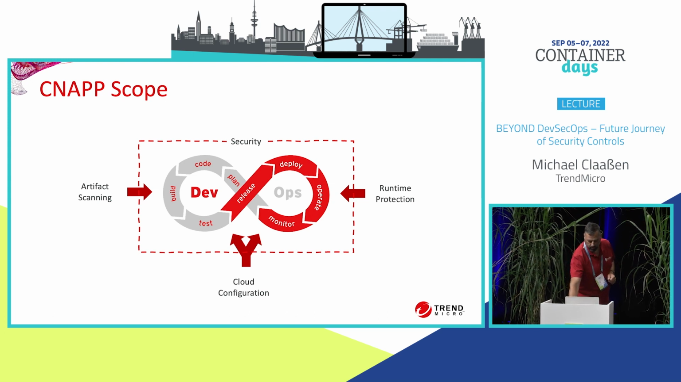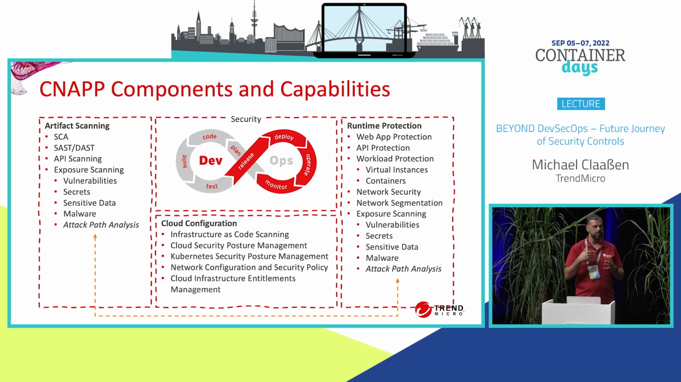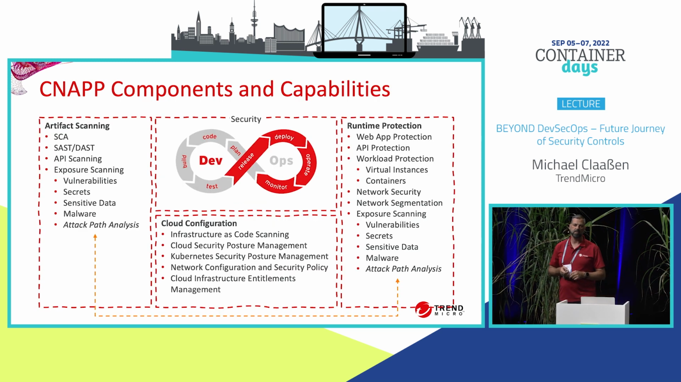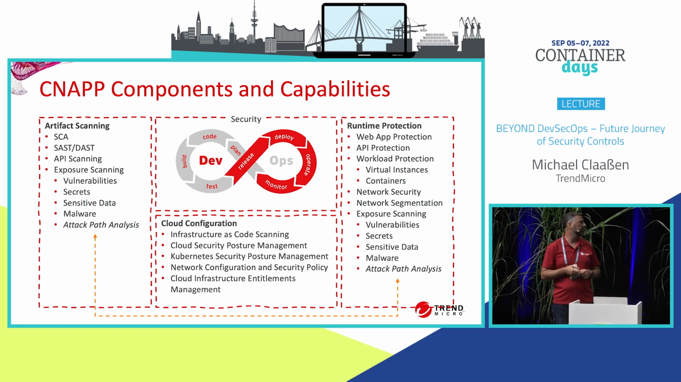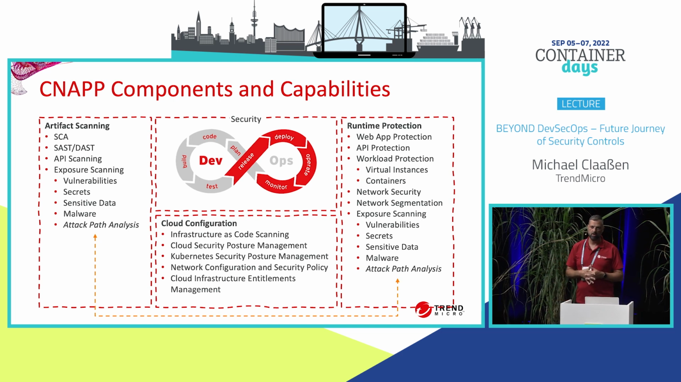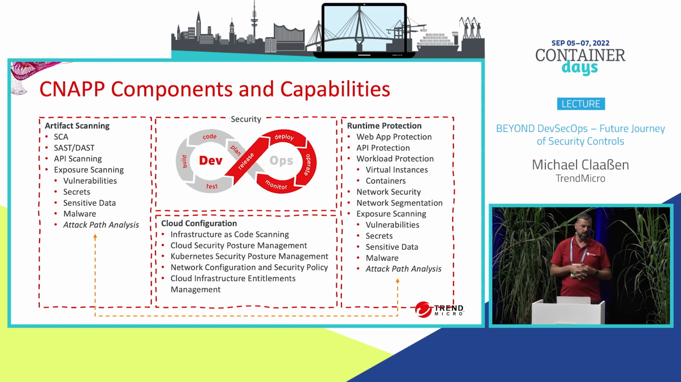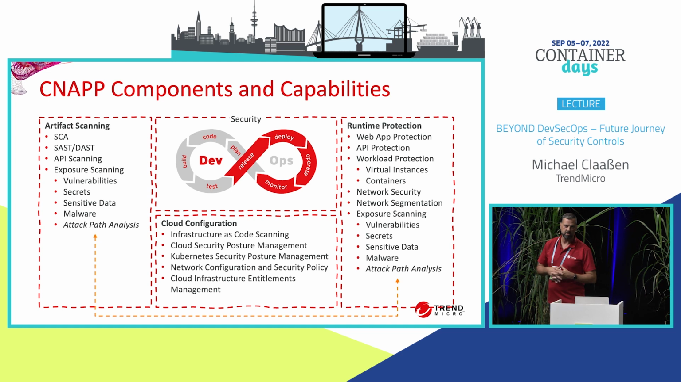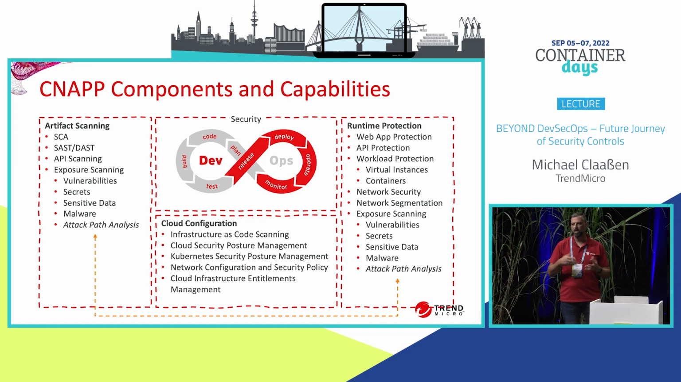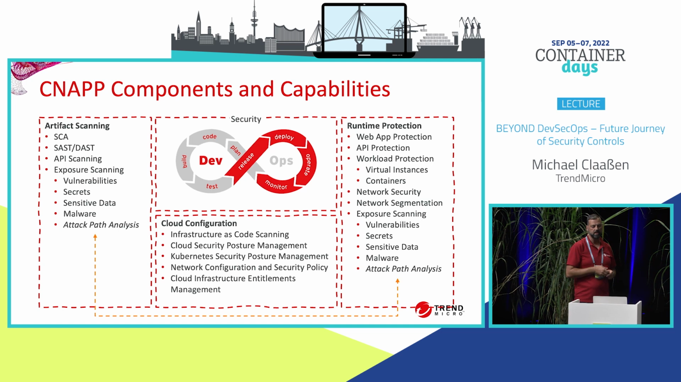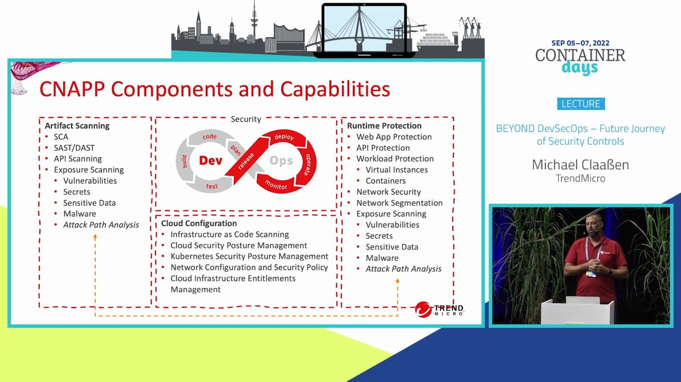When we look in detail at what components or capabilities should be available in a cloud-native application protection platform, we see that on the artifact scanning part, on the left side where we are talking to developers mainly, we have source code analysis, static application security testing, dynamic application security testing, and exposure scanning, so we are looking at vulnerabilities in images and all that stuff. On the right side, in the runtime, of course, we have to look at what is running in a container. We have a web application, for example, in the container. We need to protect it.